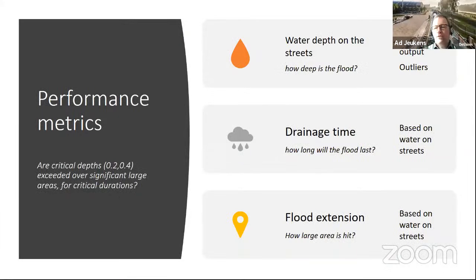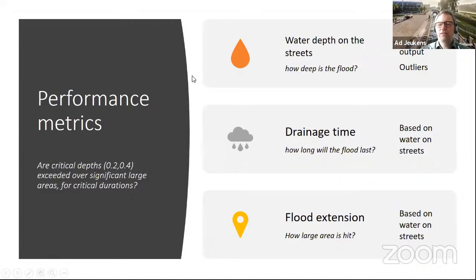Also performance metrics were chosen. So we chose 3 performance metrics, and at first instance they seem pretty technical. So we looked at water depth in the streets, drainage time, so how long will the flood last, and how large an area will be affected. These are technical performance metrics, but they can be directly related to the nuisance and the impacts in the area, especially depths. We defined also some critical levels.